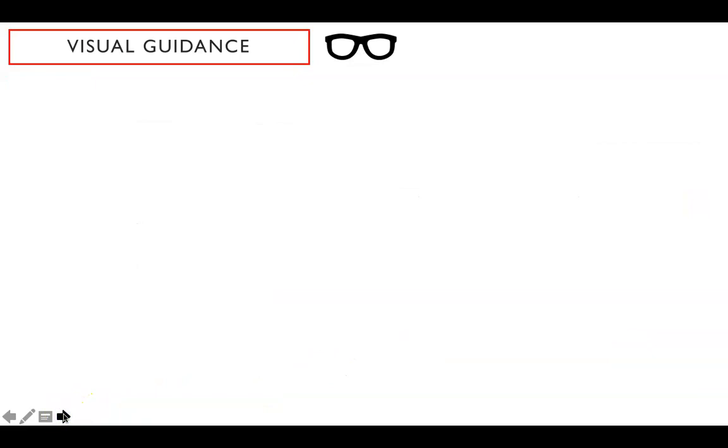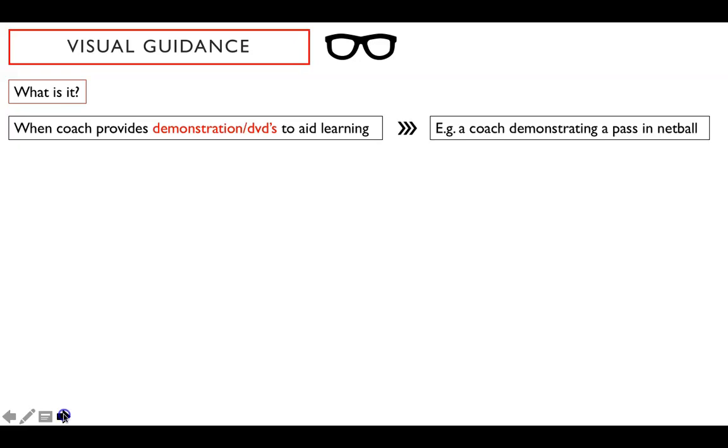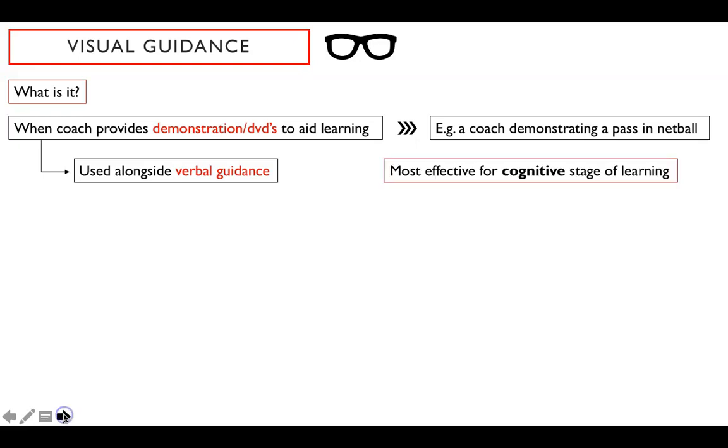So, visual guidance. What is it? Visual guidance is when a coach provides demonstrations, DVDs, and videos to aid learning, e.g., a coach demonstrating a pass in netball. Now, as I said, visual guidance is used alongside verbal guidance, and this is most effective for a cognitive stage learner. So visual guidance really helps a cognitive stage learner.